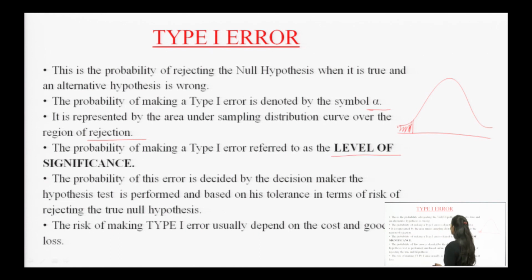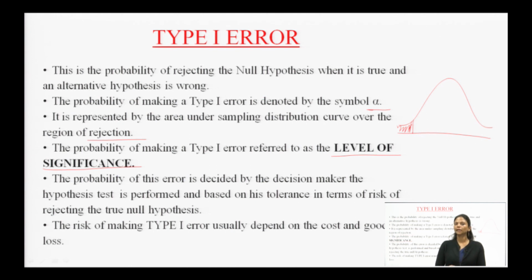Level of significance means we want to take either a 1% level of significance or a 5% level of significance. 1% means there is only a 1% probability that I am taking a wrong decision, and 5% level of significance means there is a 5% probability out of 100 that I am taking a wrong decision. The probability of this error is decided by the decision maker, as the hypothesis test is performed on the basis of his or her tolerance in terms of risk of rejection or acceptance of the true null hypothesis.